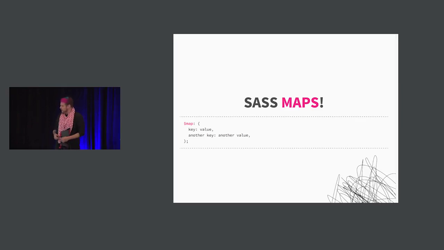Can you read that? The code, is that legible? Do I need to bump it up? Good? All right. So a map is a type of variable, parentheses, key value, another key, another value. It's a pretty simple thing, and we're going to spend 45 minutes talking about it somehow.